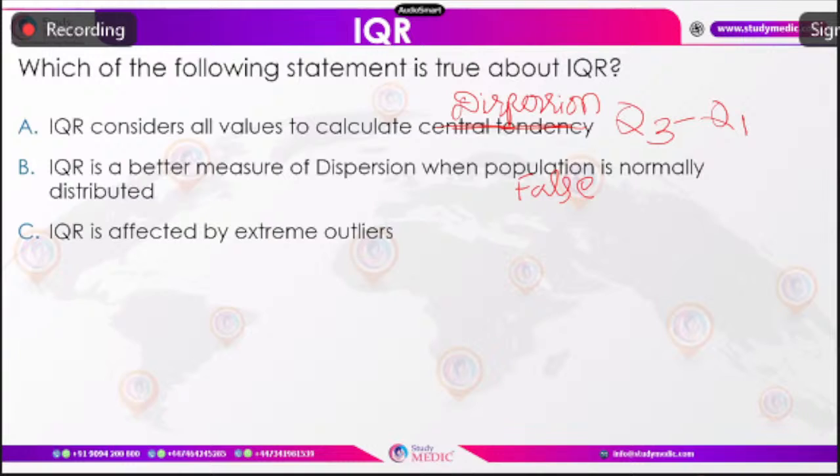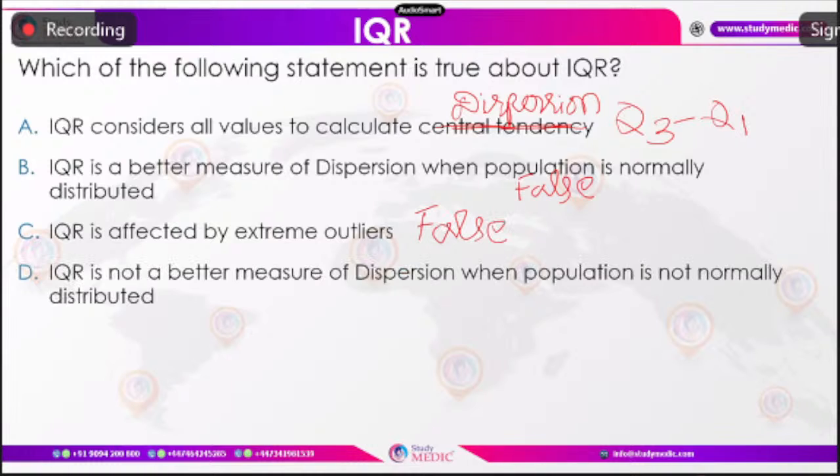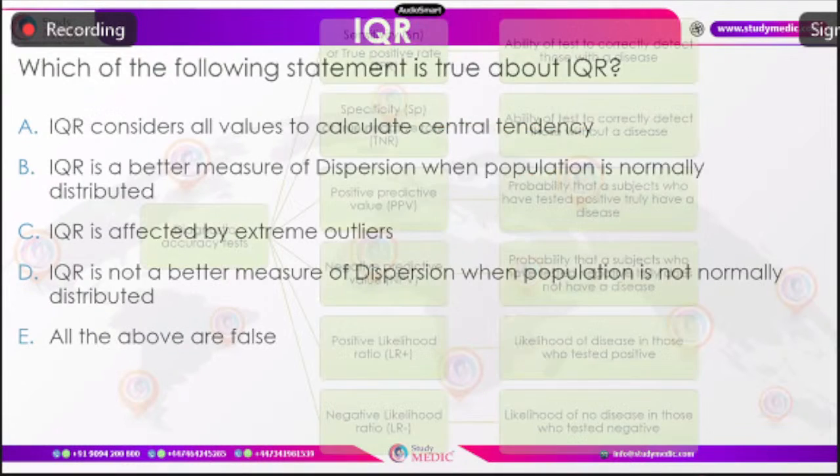Interquartile range is affected by extreme outliers. No, this is also false. As we saw, the interquartile range is not affected by extreme outliers. Interquartile range is not a better measure of dispersion when the population is not normally distributed. This statement is also false, because the interquartile range is actually a better measure of dispersion when the population is not normally distributed. All the above are false. Okay, so these are the statements about the median.